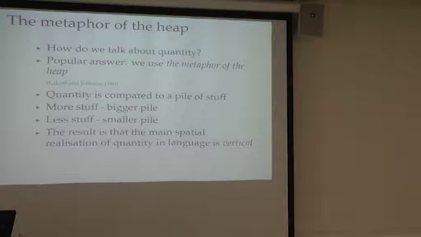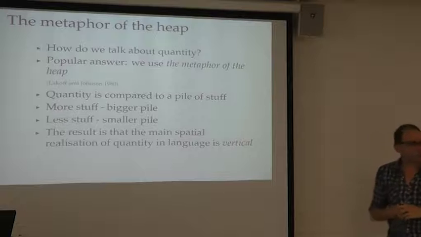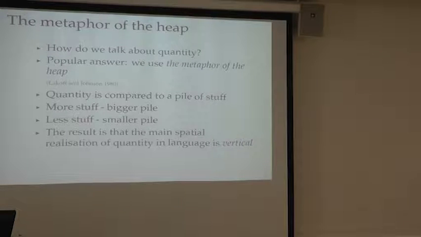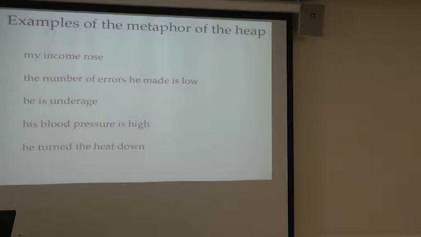Yeah? So this is already, you see, there's something different going on here, because at least for somebody like me, who's used to reading from left to right, I have this SNARK effect that is horizontal. Yeah. So what Lakoff and Johnson say is, when you talk about quantity using natural language, you will do this vertically. Yeah. And here's some evidence of what this looks like. So this is the kind of thing they're looking at.